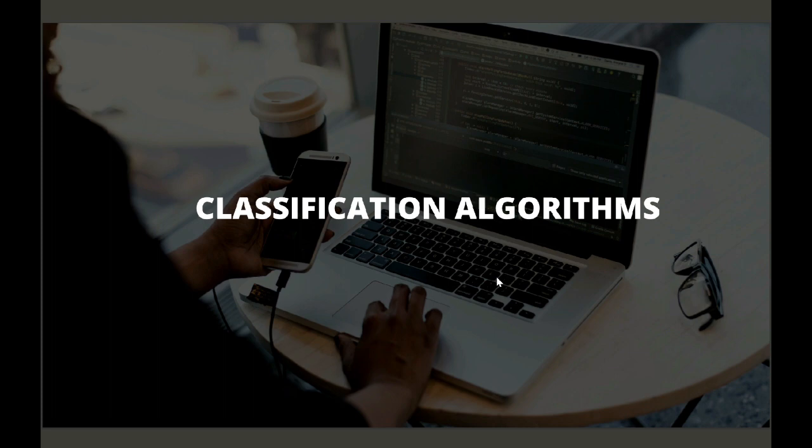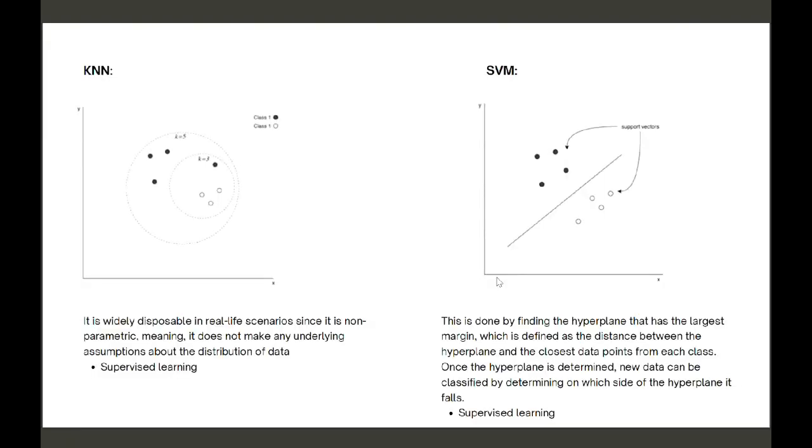Then we have classification algorithms. So we have, first of all, KNN. It is widely applicable in real life scenarios since it is non-parametric, meaning it does not make any underlying assumptions about the distribution of data.